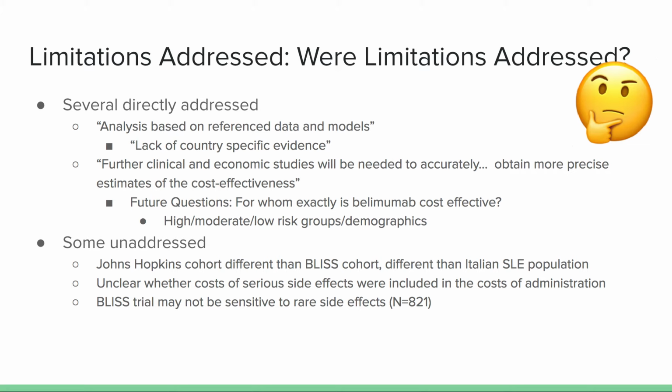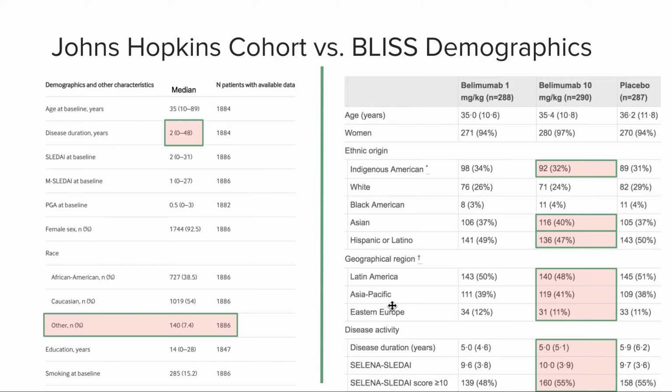Limitations were addressed. They recognized that their data was based on reference data and models. Further studies will need to be conducted, so post-marketing trials will help us determine more about Belimumab. And some unaddressed were the discrepancies between the population and rare side effects that might not have been detected by the BLISS trial. Here you can see significant differences between the Johns Hopkins cohort, which is used to model disease activity. They only had 140 enrollees who were not African American or Caucasian, whereas the BLISS demographic was mostly not African American or Caucasian.